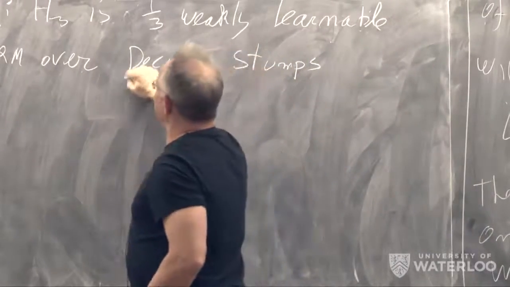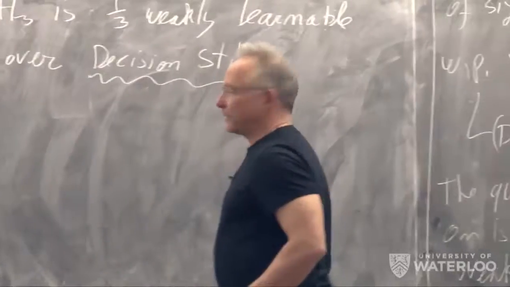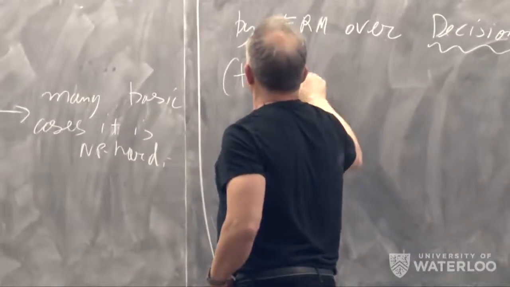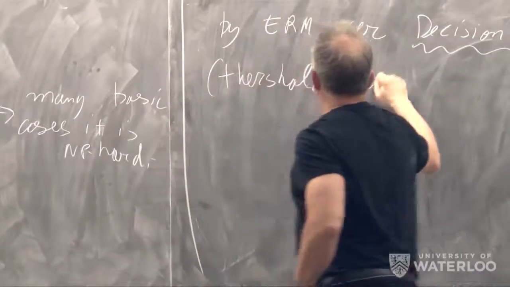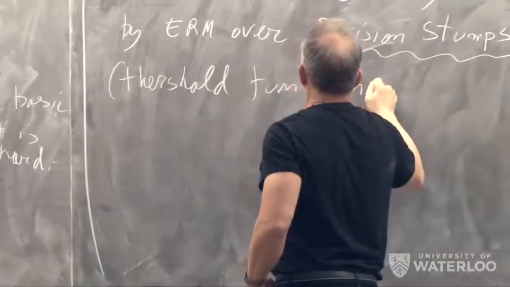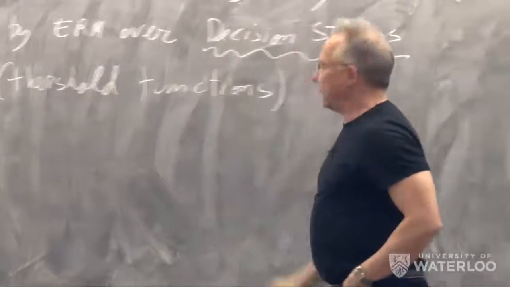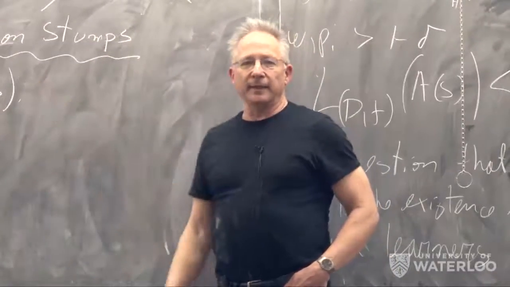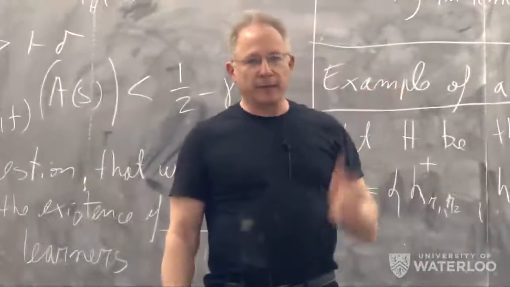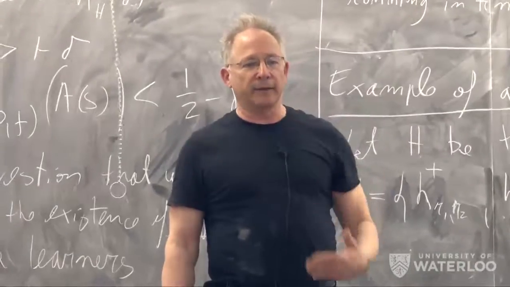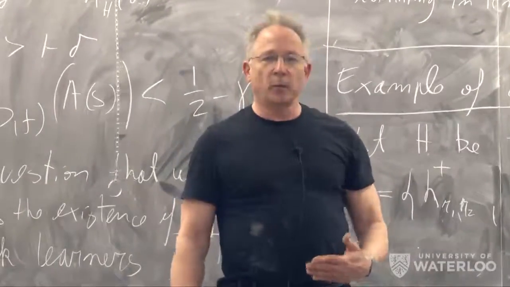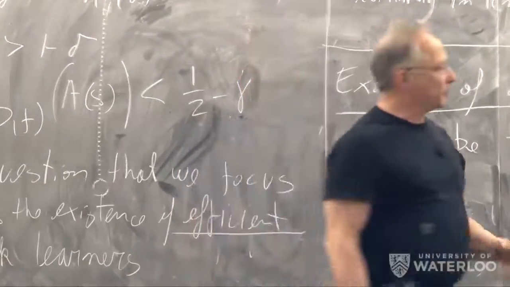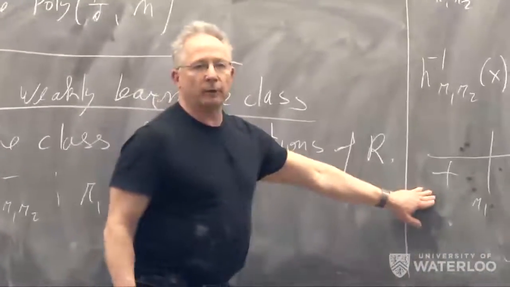So what are decision stumps? It is just a class of threshold functions. We will see in a minute why I give it a new name. But what I'm claiming is that if I do ERM over thresholds, I get a third weakly learning algorithm for the class of three partitions.